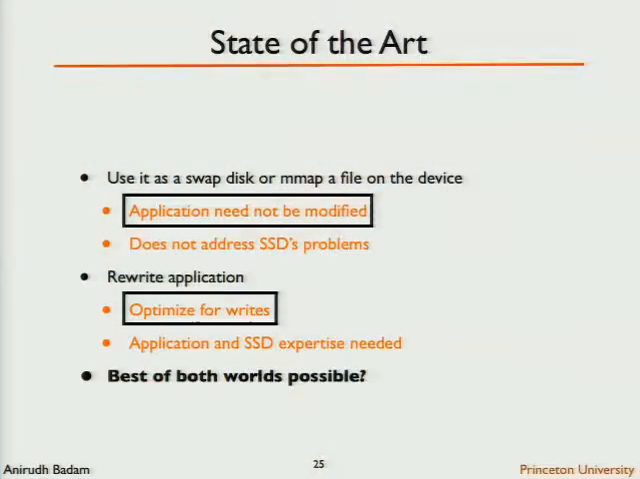So if you look at the state of the art in how one could use a flash memory disk as memory, you use it as a swap disk, or mmap a file on the device, and there you go, the flash memory device is available via virtual memory. The advantage is that applications which are using malloc or mmap need not be modified. They can suddenly have a large amount of flash-backed memory. The disadvantage is that it does not address SSD's problems. It's not flash aware, it does not do any write optimizations, and it might as well do a lot of random writes, because random writes are not a problem with respect to virtual memory or traditional physical memory technology, which is DRAM.